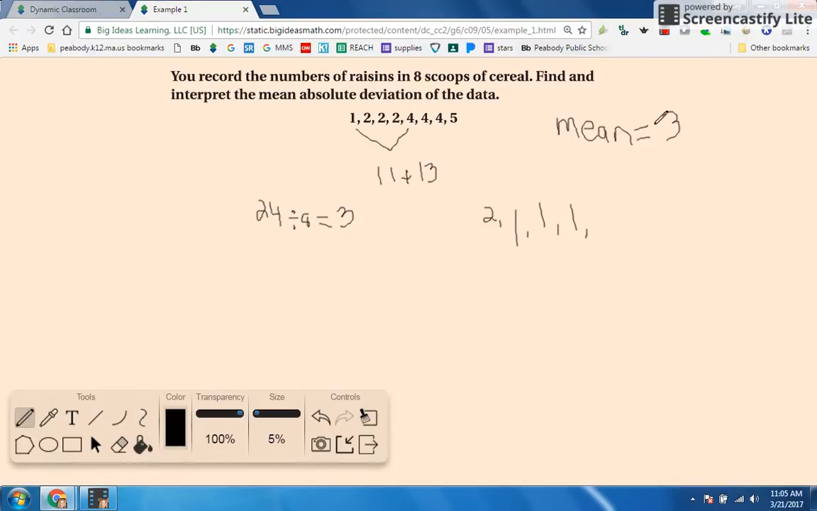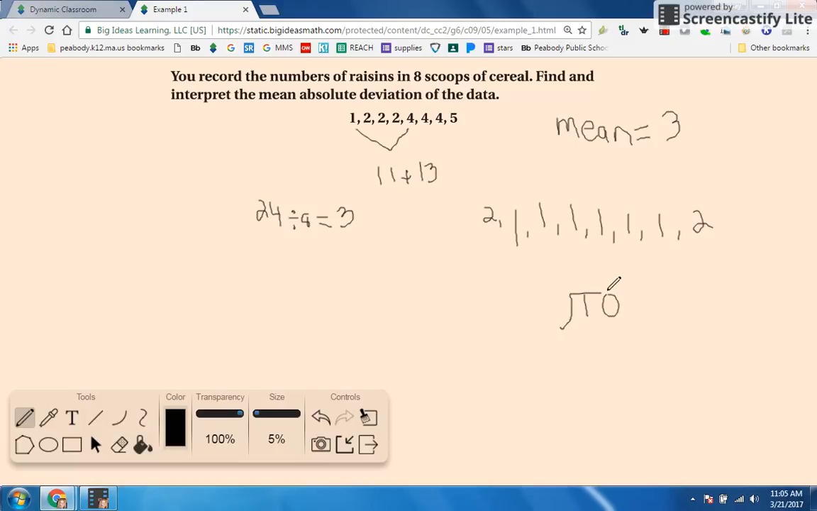So 4 minus 3 is 1. 4 minus 3 is 1. 4 minus 3 is 1. 5 minus 3 is 2. So now I have all of the distances between my original data and the mean, which was 3. Now I find the mean of these. So I'm going to add them all up. So 2, 3, 4, 5, 6, 7, 8, 9, 10. So I have 10 when I add those.